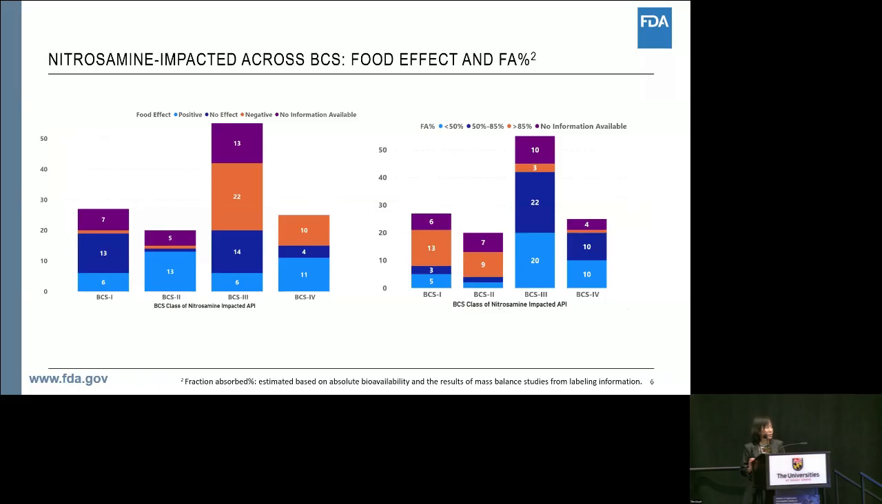Let's look at the food effect and fraction absorbed for those products containing BCS class 4. We have collected data from a wide source of information to estimate those BCS classifications, and we examined the food effects and the fraction absorbed for different BCS classifications. Based on these figures, we can see BCS class 4 actually has variable food effects and can be positive, negative, or no effect. In general, drugs with positive food effects usually have a higher fraction absorbed, whereas negative food effects usually have a much lower fraction absorbed.